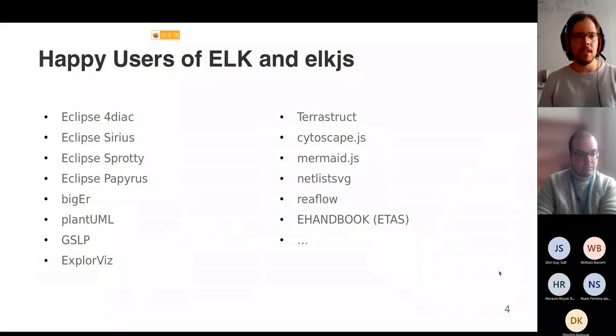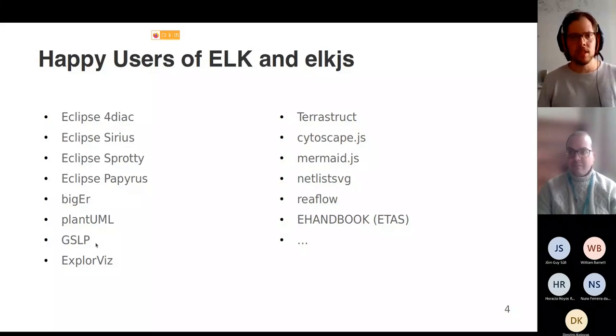So for example, we have Eclipse 4diac, which is a program for distributed industrial process management. Eclipse Sirius, which also does graphical modeling for various kinds of things. Eclipse Sprotty, which I think was already mentioned in some of the previous talks. I think also the bigger tool below here is based on Sprotty, and GLSP also heavily uses Sprotty for layout, and Sprotty integrates ELKJS.